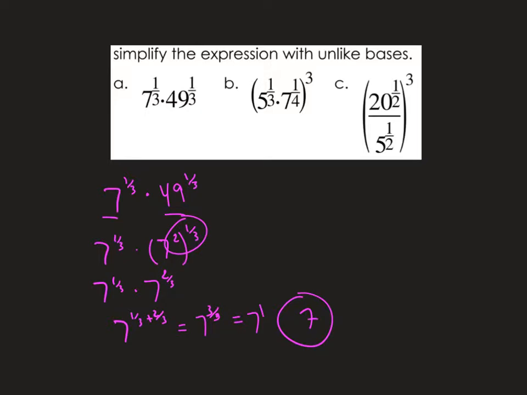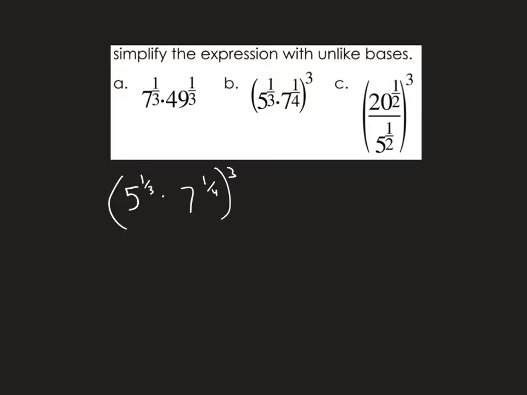Okay, let's move along to part B. Part B says I'm going to deal with my power raised to a power first. So I've got 5 to the 1/3 raised to the 3rd. That's just going to be 5 to the 1/3 times 3, or technically 5 to the 1, because 1/3 times 3 is equal to 3/3, which is 1. Then I have 7 to the 1/4 raised to the 3rd power. That's going to be 7 to the 3/4. And now seeing that these are separate bases, there's not much I can do. They have different roots, so that's just going to be it.